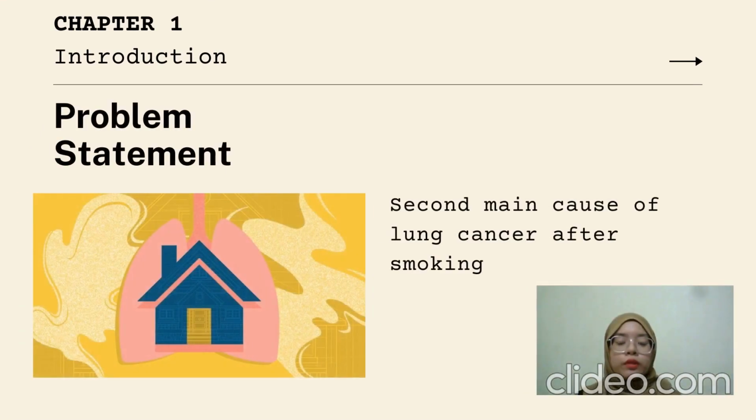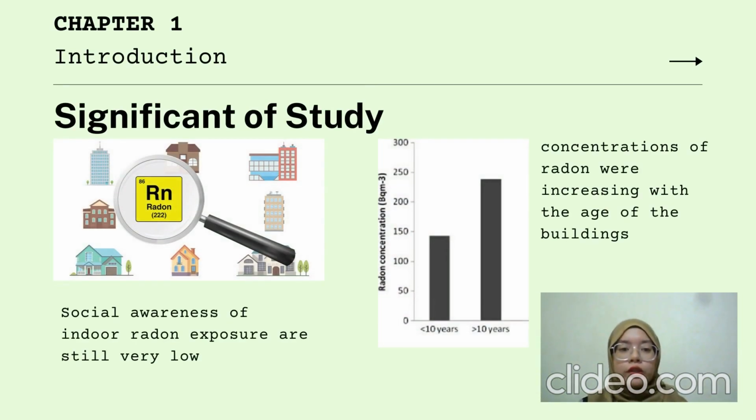Next is problem statement. Radon is the second main cause of lung cancer after smoking. It is also the main cause of lung cancer for people who do not smoke. Next is significance of study. Social awareness of indoor radon exposure is still very low. In order to prove how much radon is emanated in buildings for Malaysians to be aware, this study has been conducted using the airtight chamber method for a few months for sample sand bricks from Mentakap, Kampung Awah, Jangka 15, Bandar Jangka and Jerantut, Pahang.